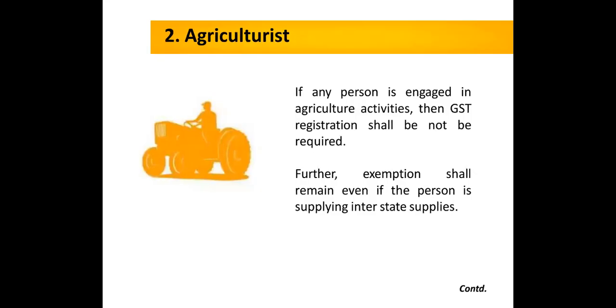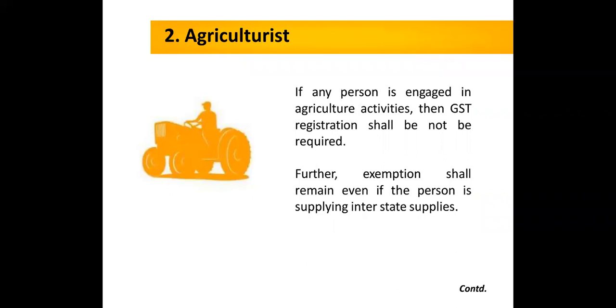The second type is agriculturist. If any person is engaged in agriculture activities, then GST registration shall not be required. He doesn't have to do a GST registration, because agriculture, as we know, is totally exempted. Whatever income you earn on agriculture is totally exempted in India. So if you do any agriculture activities and allied activities, then GST registration shall not be required.